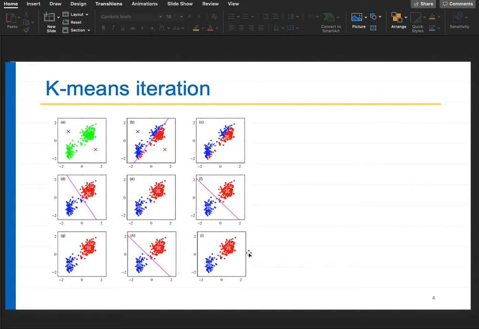So what are the parameters here? Mu and R, right? And what are the hyperparameters here which are playing an important role?